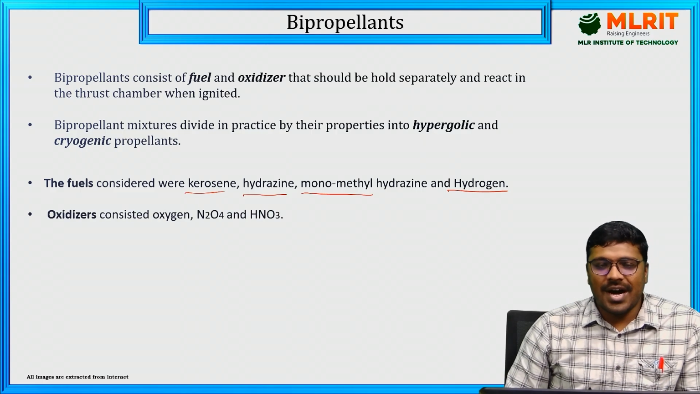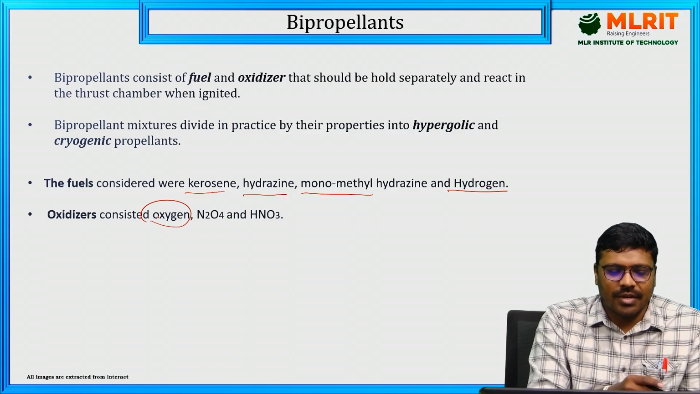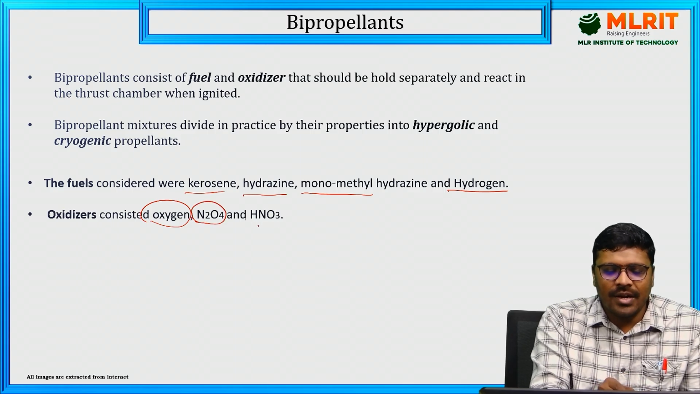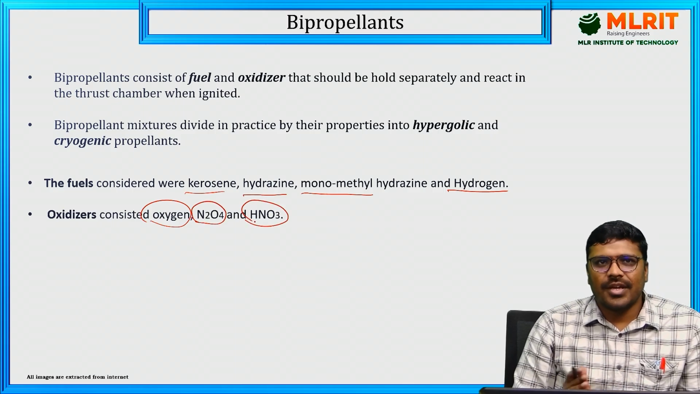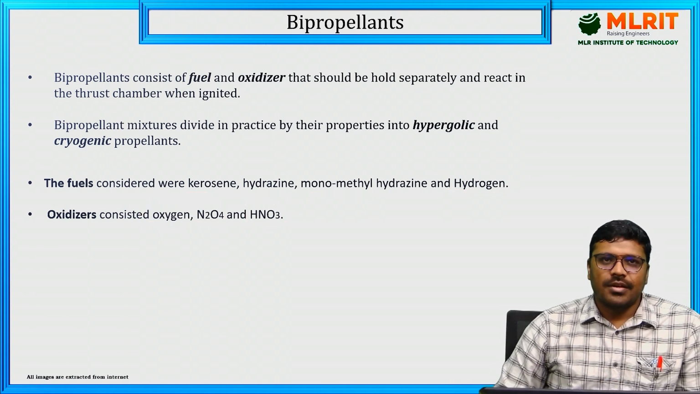And coming to the oxidizers: oxygen, which is a separate substance that can be used as an oxidizer in a bipropellant, N2O4, and HNO3. These are the general oxidizers and fuels which we use for bipropellants.